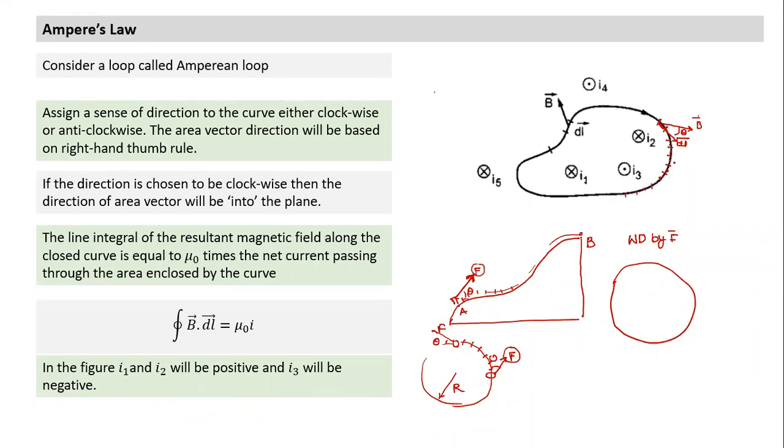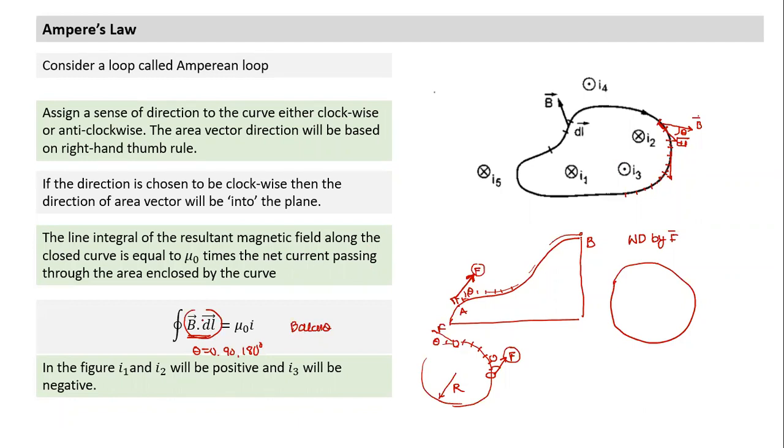But if a curve is so simple that everywhere B is tangential to the path, then it becomes easy. Theta becomes 0, theta becomes 90, and theta becomes 180. Mostly it is applied in case of symmetry, where in this integral dot product, if theta becomes 0, 90, or 180, it is easy to evaluate. It need not be written in dot product form. In that case, I write it as B dl cos theta, and if cos theta is 1 or something, it becomes easy to evaluate.